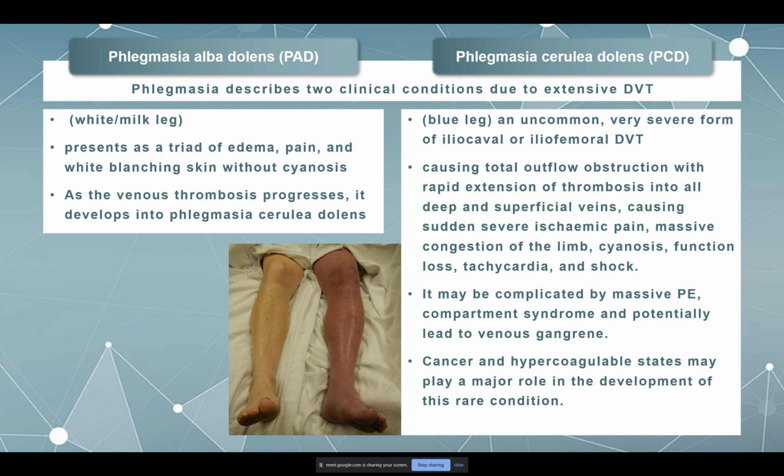This is Phlegmasia cerulea dolens. So it usually presents with a blue leg. It's an uncommon, very severe form of iliocaval and iliofemoral DVT. It causes total outflow obstruction with rapid extension of thrombus into all deep and superficial veins, causing sudden severe ischemic pain, massive congestion of the limb, cyanosis, function loss, tachycardia, and shock. It may be complicated by massive PE, compartment syndrome, and also potentially lead to venous gangrene. So cancer patients and hypercoagulable states may play a major role in development of this rare condition.